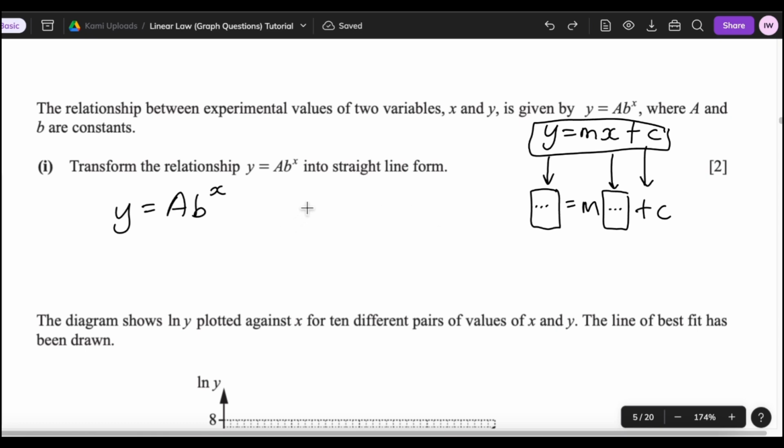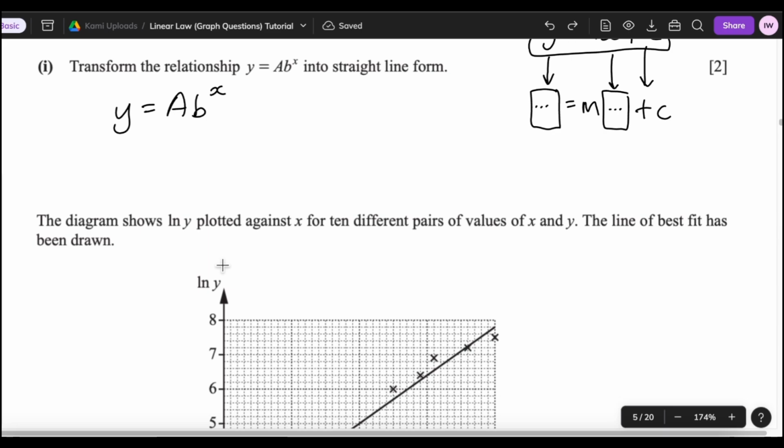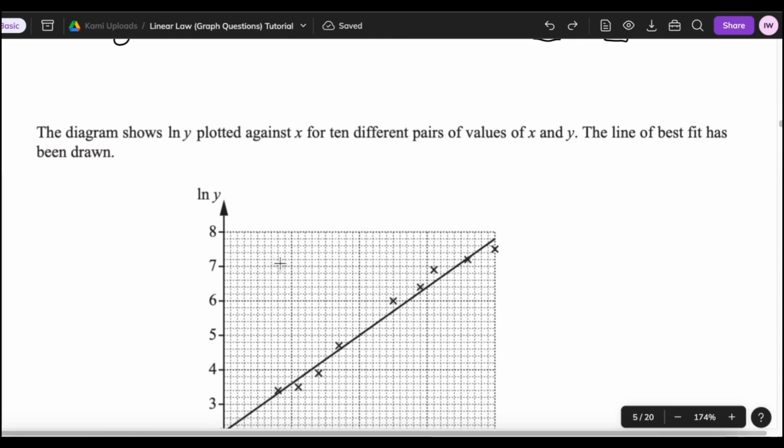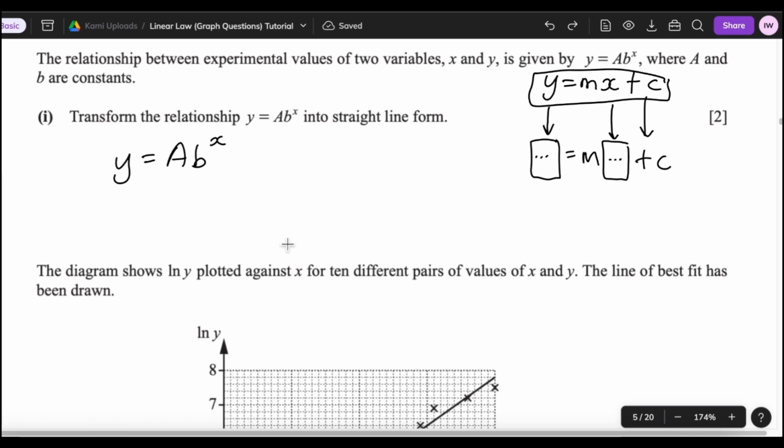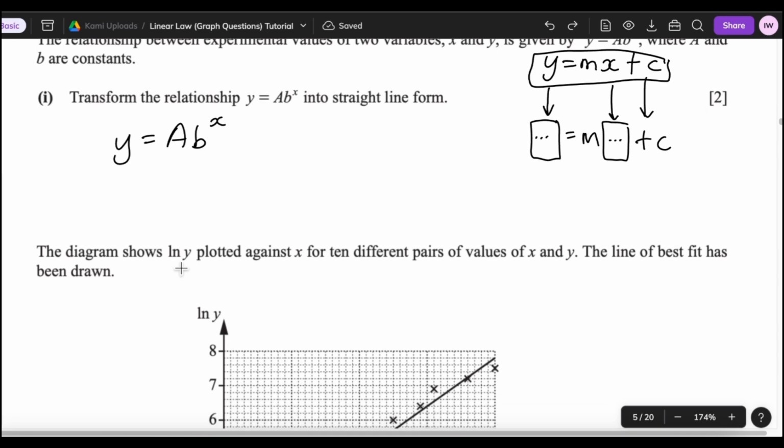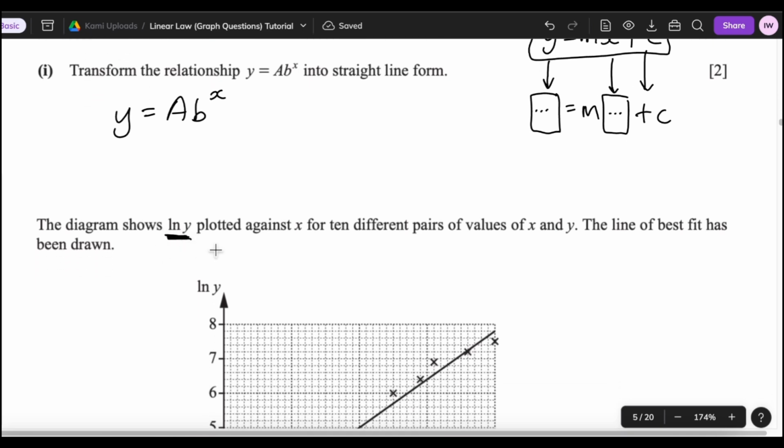So one of the things that you can do, which is kind of a bit meta, but you can look at the next question to kind of guess what they want you to do. Now, you don't have to do this, but it's a bit ideal because then you'll be able to use the info, translate it into the next question. The next question shows that it's plotted ln y against x.